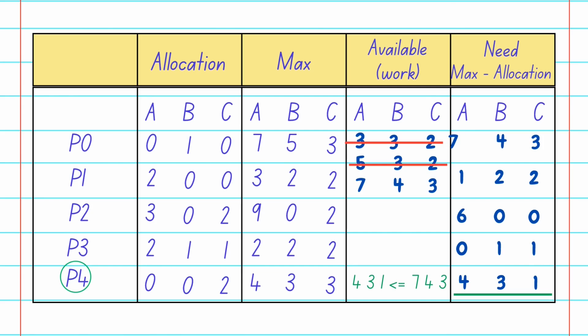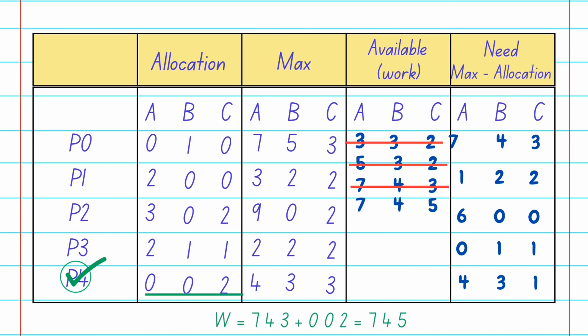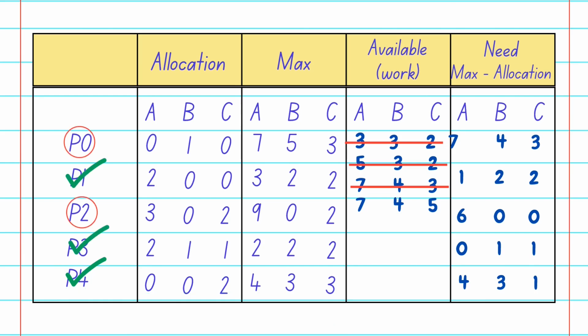Then let's go for process P4. For P4, 431 is less than or equal to 743. It is also satisfied. So the new work value would be work plus allocation, that is 743 plus allocation 002, which is equal to 745. So out of 5 processes, first P1 enters the safe state, then P3, and now P4 enters the safe state. Here we have completed one cycle, right? Processes P0 and P2 have still not been allocated.